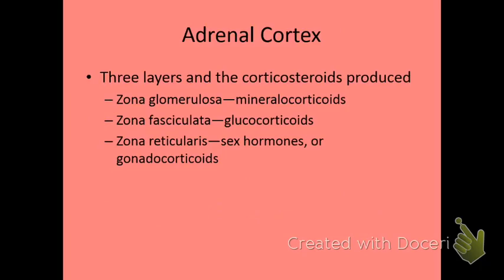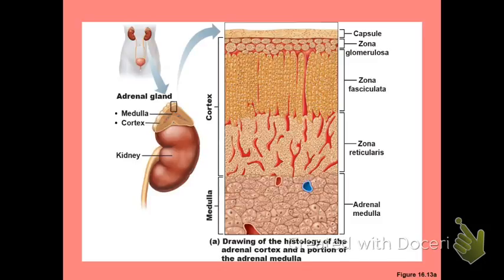The adrenal cortex has the zona glomerulosa, and the zona fasciculata, and the zona reticularis. The zona glomerulosa has mineralocorticoids. The zona fasciculata has glucocorticoids, which are responsible for releasing glucose into the system. And then we have the zona reticularis, which makes our sex hormones. If the testes and ovaries are not functioning properly, these little cells will take over and produce the gonadotropins that we need to maintain our sex drive, and also the production of some estrogen and progesterone.